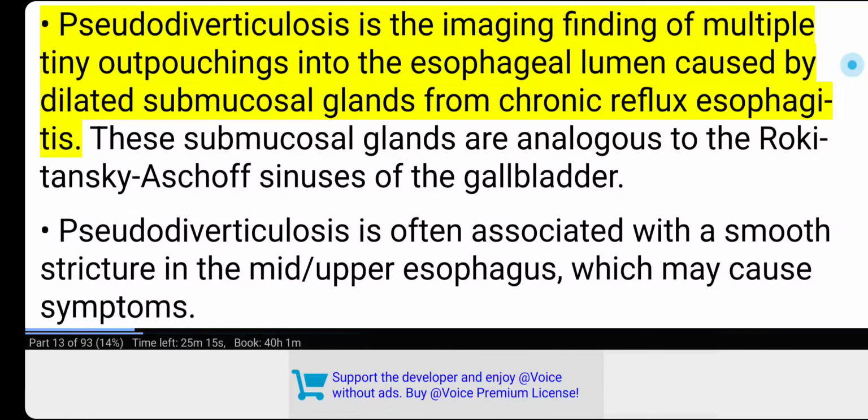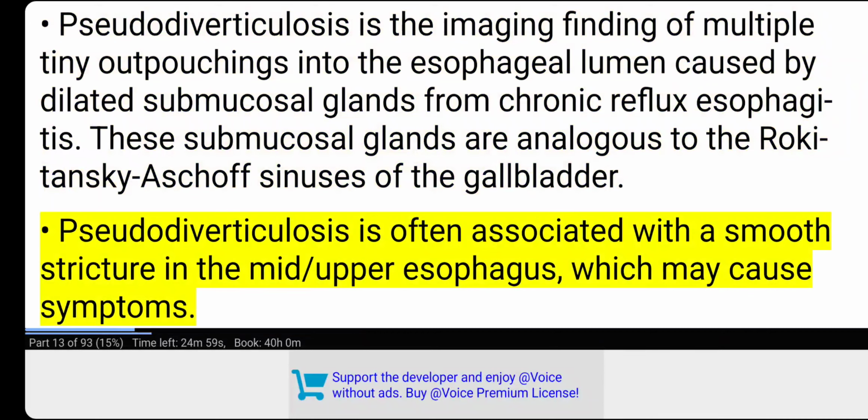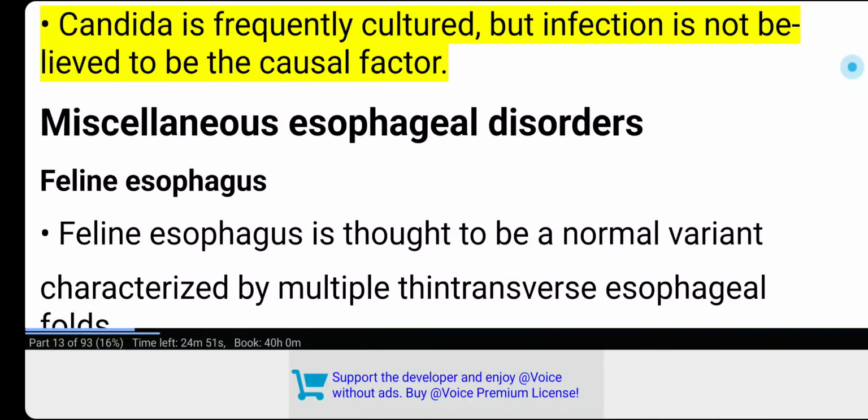Pseudodiverticulosis. Pseudodiverticulosis is the imaging finding of multiple tiny outpouchings into the esophageal lumen caused by dilated submucosal glands from chronic reflux esophagitis. These submucosal glands are analogous to the Rokitansky-Aschoff sinuses of the gallbladder. Pseudodiverticulosis is often associated with a smooth stricture in the mid-upper esophagus, which may cause symptoms. Candida is frequently cultured, but infection is not believed to be the causal factor.